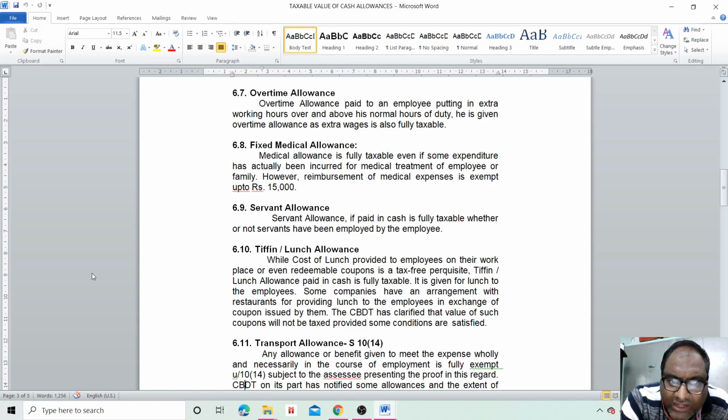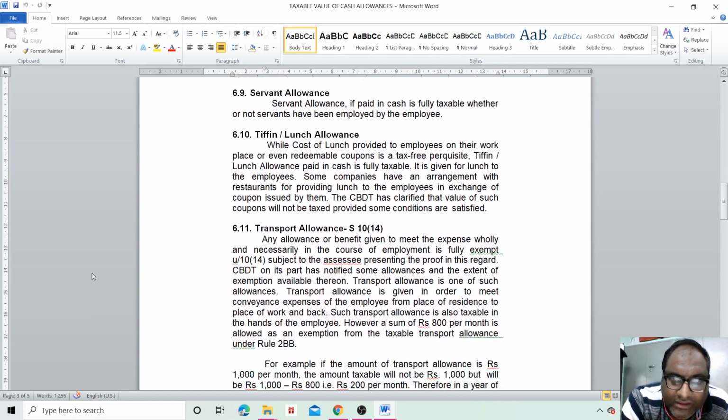Fixed medical allowance. Medical allowance is fully taxable even if some expenditure has been actually paid for medical treatment of employee or family. However, reimbursement of medical expenses is exempt up to 15,000. Servant allowance, if paid in cash, is fully taxable, whether or not servants have been employed by the employee. Then tiffin and lunch allowance.